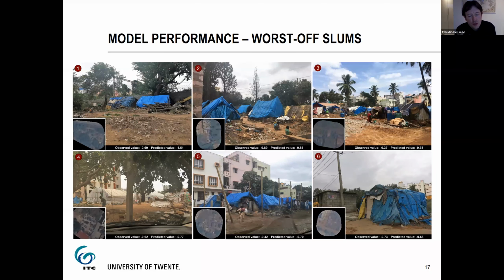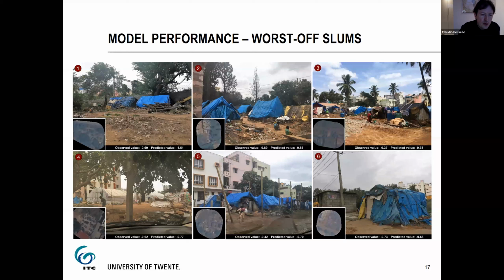A few details here just to show you visually what it means to predict this socioeconomic index. You see here a set of pictures collected on the ground for some of the worst of slums. As you can see, these are typical temporary slums, which are lacking access to essential services. And you see also, on the bottom left corner of these pictures, the corresponding satellite image, which is used by the CNN model.